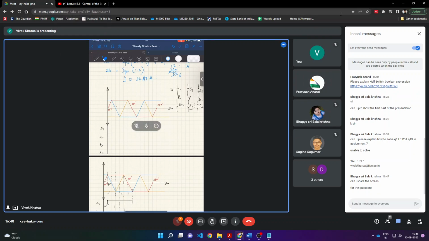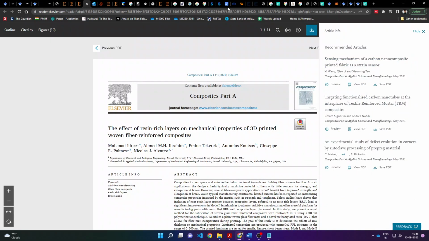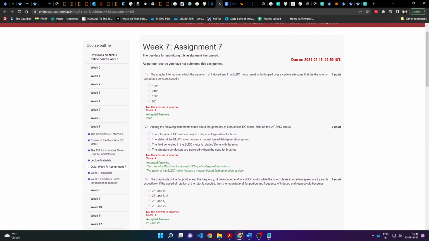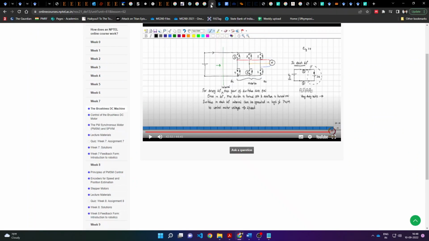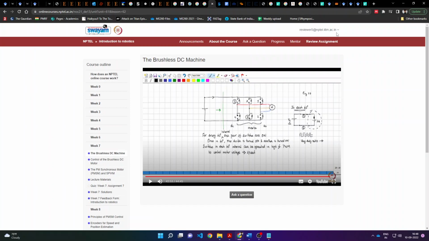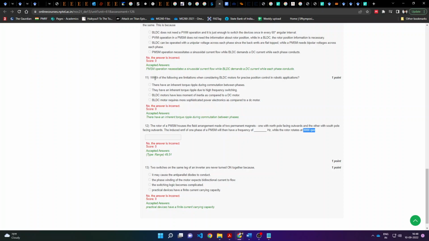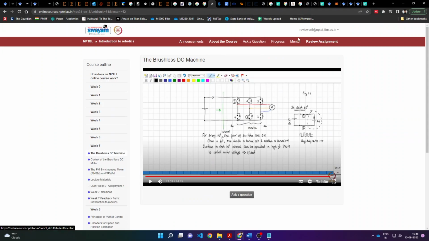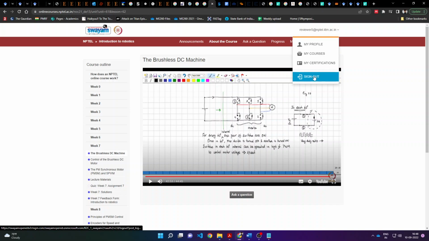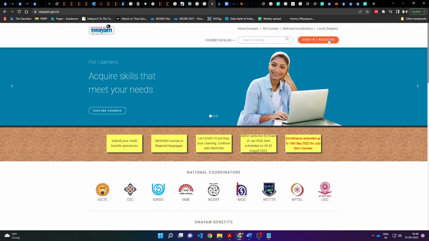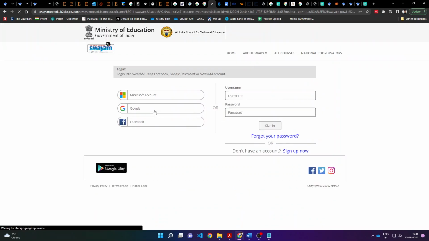The assignment I have is a different set, because we are asked to solve the previous week's assignments. If I take 11, 12, 13, the set I have is: which of the following are the limitations when considering BLDC motors? Can we share the screen, sir, for the questions? I don't think I can allow that. We are losing marks for the assignment, sir. Okay, let me try switching accounts.